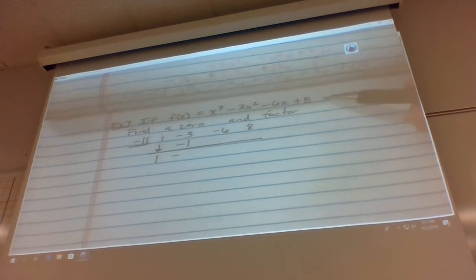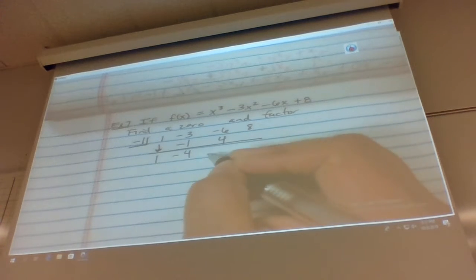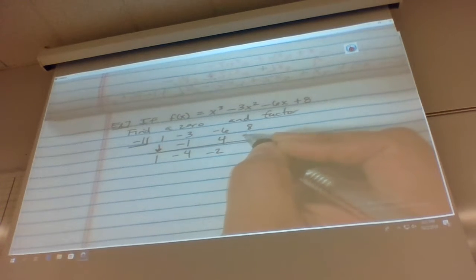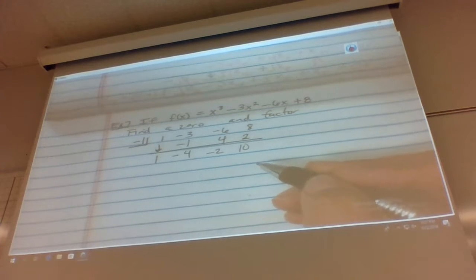No. Can you just set the f of x to 0? I just used the synthetic way. If you set this to 0, how would you solve?